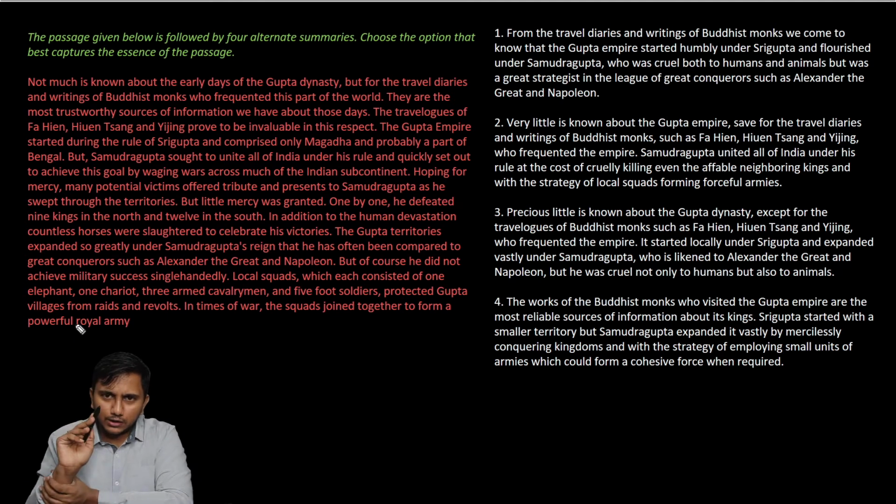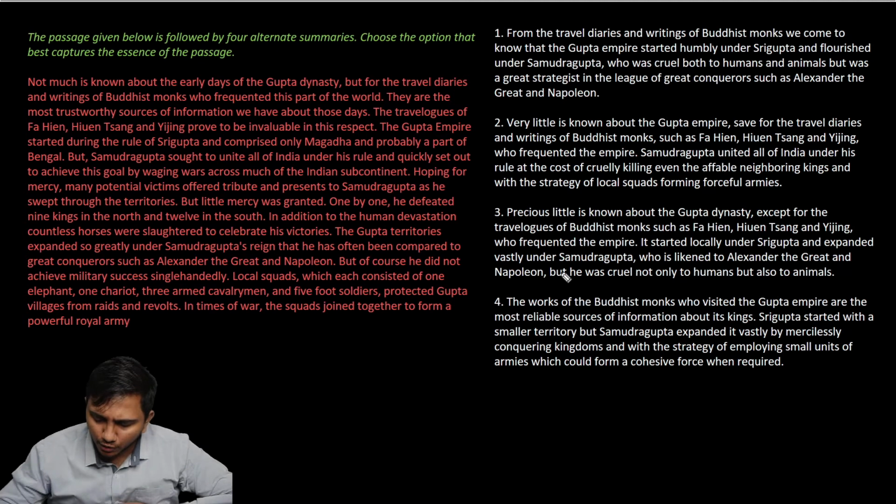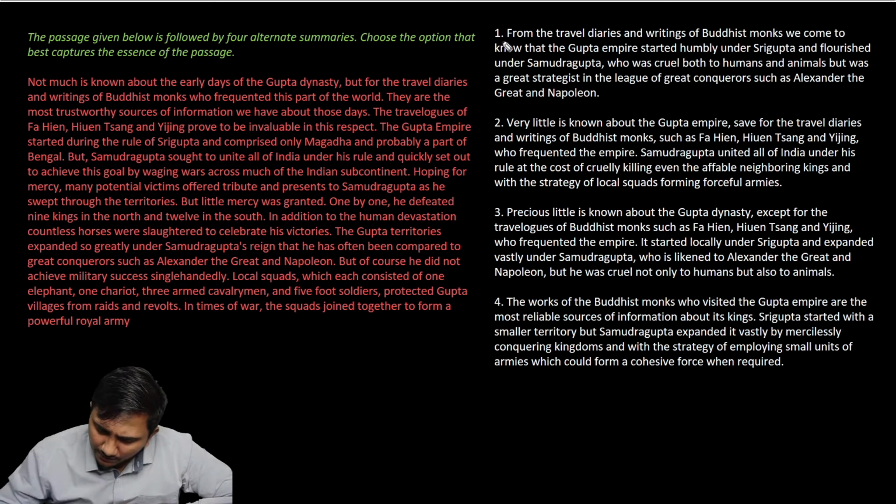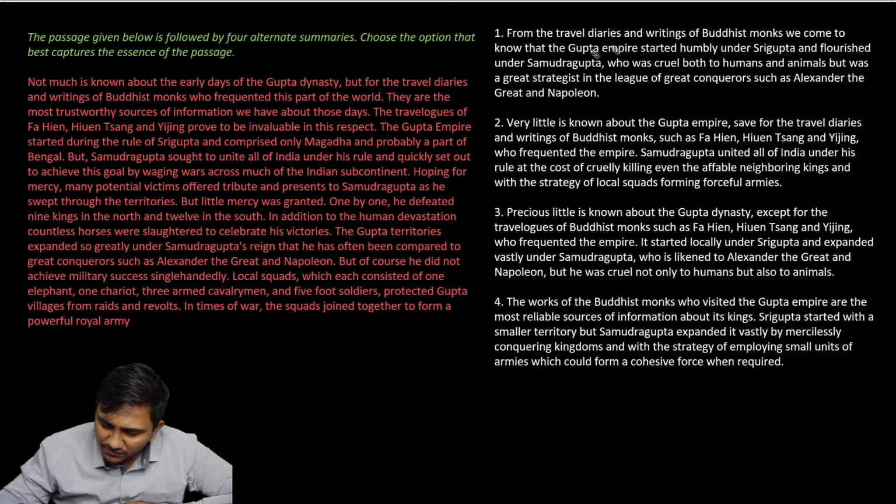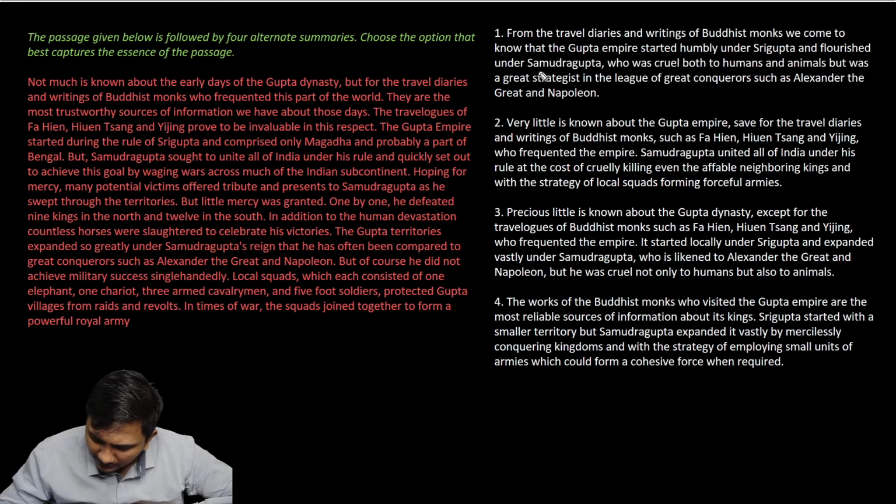Okay, now let's look at the options. Let's see which options will go off in terms of consistency itself, because that's our first target, right? From the travel diaries and writings of Buddhist monks, we come to know that the Gupta Empire started humbly under Sri Gupta and flourished under Samudragupta, who was cruel both to humans and animals, but was a great strategist in the league of great conquerors such as Alexander the Great and Napoleon.